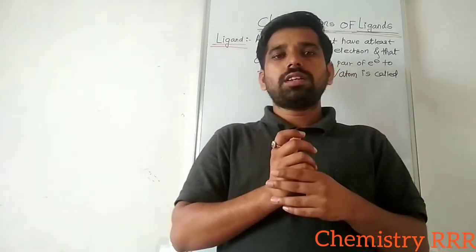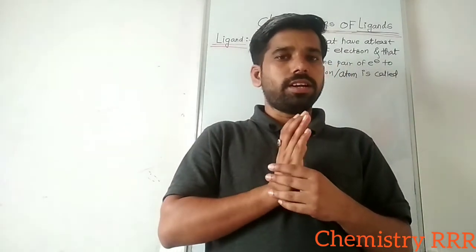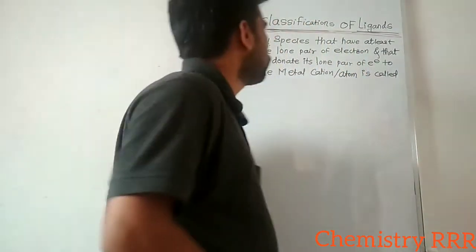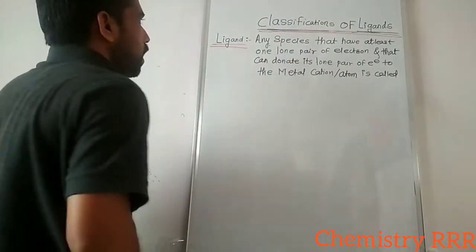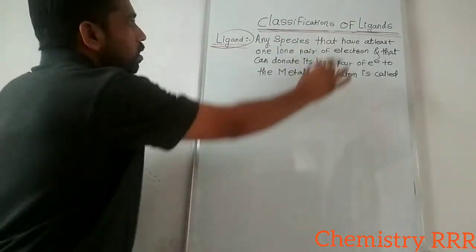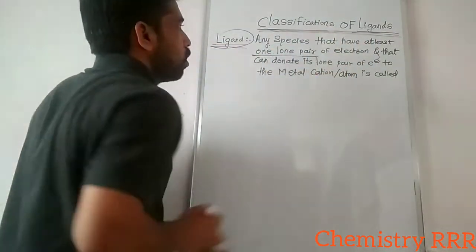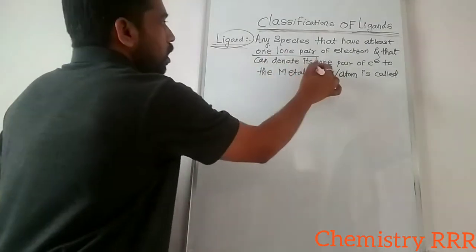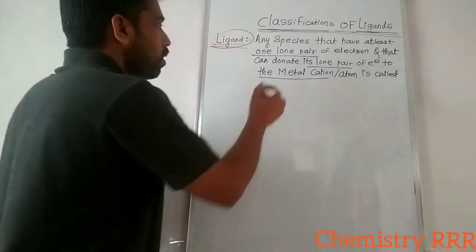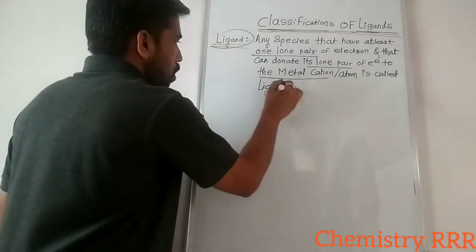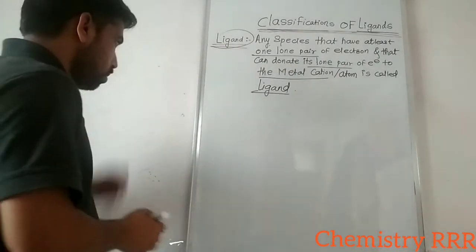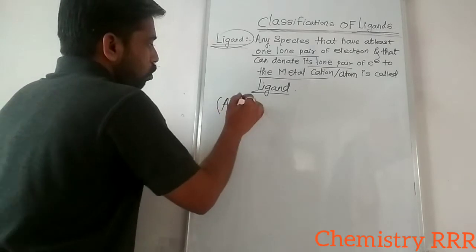Now in today's session I am going to discuss the classification of ligands. Okay, now let's start the classification of ligands. You know the definition of ligands: any species that has at least one lone pair of electrons and can donate its lone pair of electrons to the metal cation or atom is called a ligand.